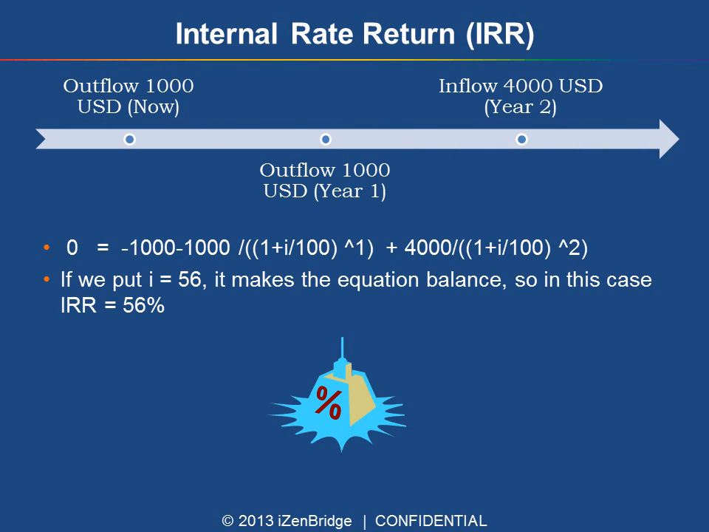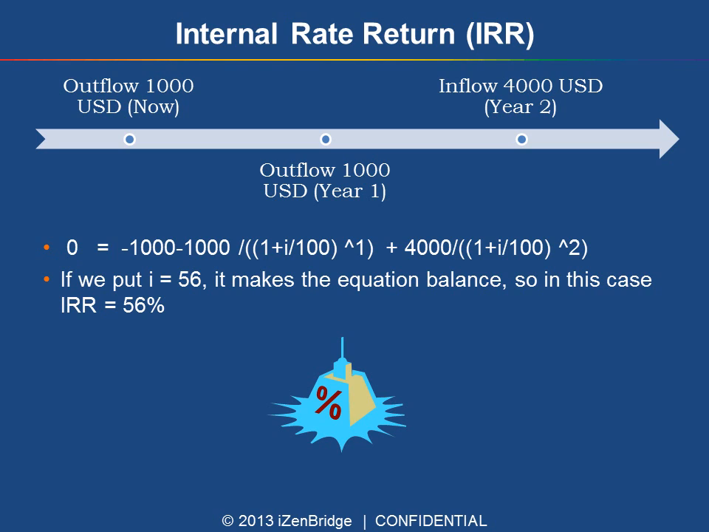So let's take an example. We have 3 cash flows. We are spending $1,000 today. After 1 year we need to spend $1,000, and after 2 years we need to spend $4,000. So the same NPV formula, same example. I put minus 1,000 divided by 1 plus I divided by 100 raised to the 1, plus 4,000 divided by 1 plus I divided by 100 raised to the power 2.